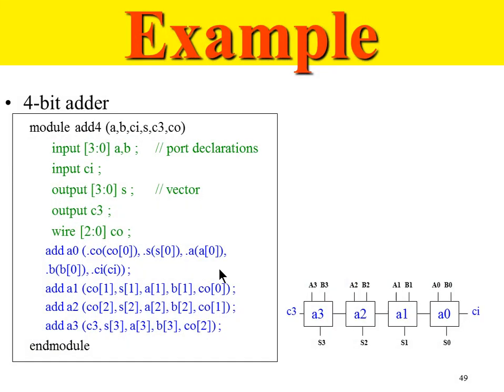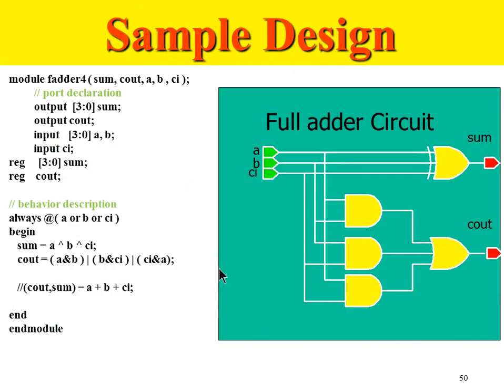Now, this example of an adder we have seen using the structural modeling method. Can we do it using a behavioral model? Let's look at an example for that. This is a full adder circuit. There are three inputs A, B, CI, and two outputs, sum and C out. And this is a circuit for that. I want to develop this full adder circuit using the behavioral modeling method. So let's look at this example.